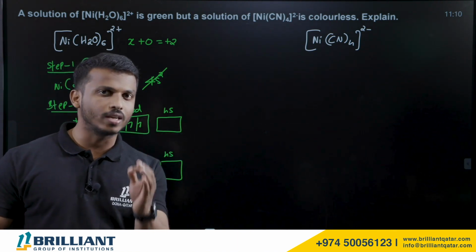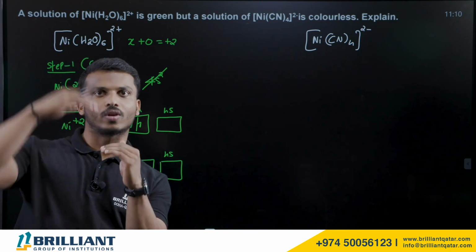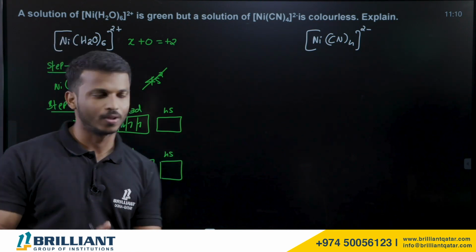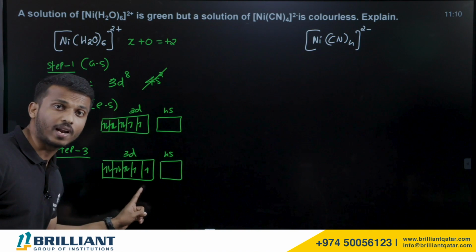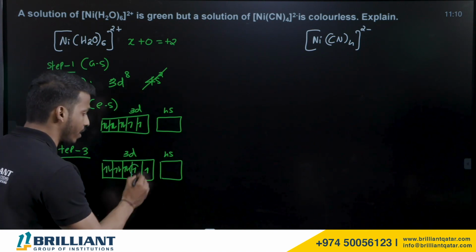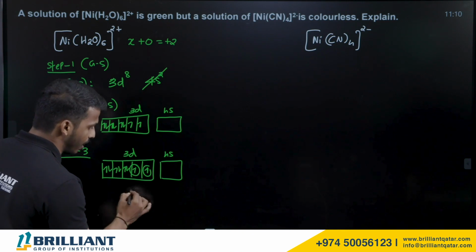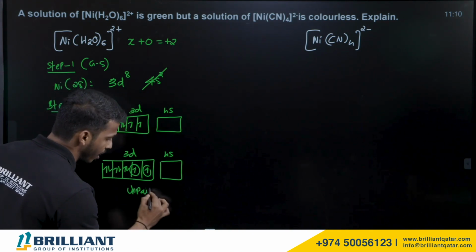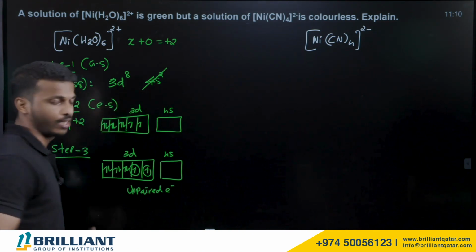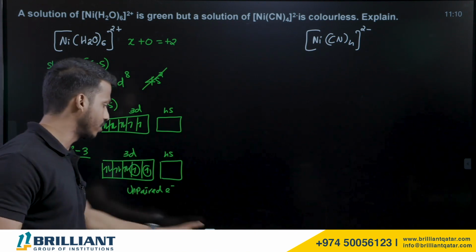If the compound contains one unpaired electron, the unpaired electron can be excited and it can show the color of the complex. Does it contain an unpaired electron? Yes, because a weak ligand is present, no pairing happens. If it contains an unpaired electron, it can show a color. Okay, so the answer is ready.